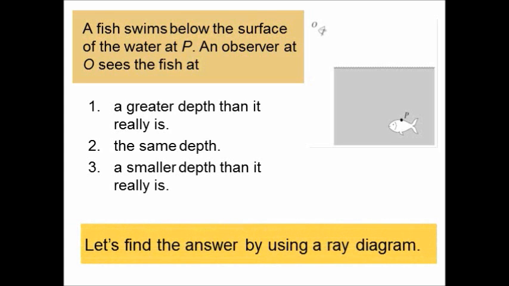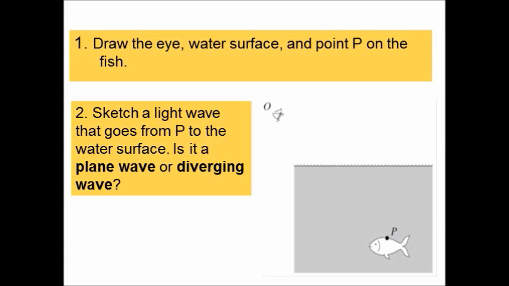Okay, now let us find the answer by using a ray diagram. What I would like you to do now is to pause the movie at this slide for a few minutes, draw the eye of the observer, water surface, and point P on the top of the fish. Next, I would like you to sketch a light wave that goes from P to the water surface.